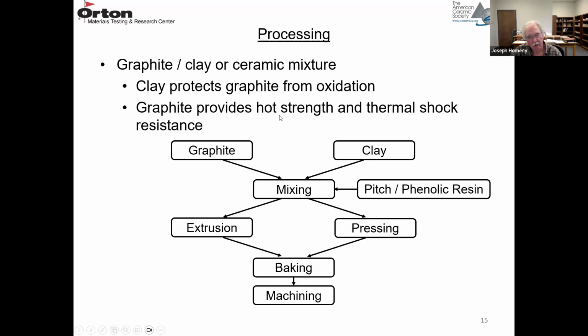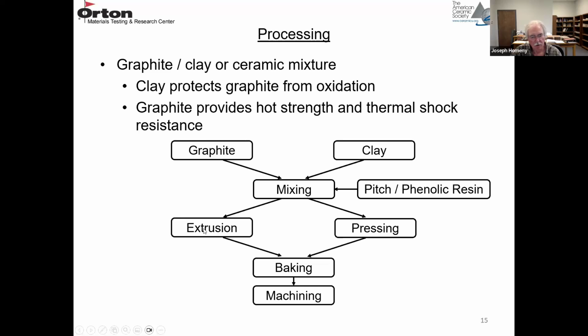Graphite is a high strength material. It has low thermal expansion, high thermal conductivity, so that leads to good thermal shock resistance. So you start out with graphite and clay, you mix that. The binder again is going to be either pitch or phenolic resin. Years ago, primarily pitch was used. That use of pitch has decreased over the years, and it's now a phenolic resin.